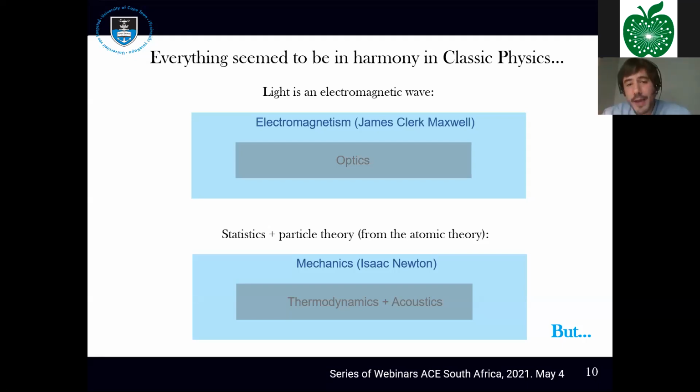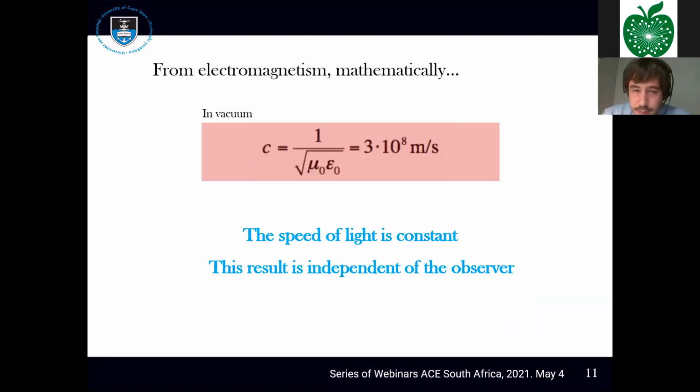So what I told you basically is that everything seemed to be in harmony in classical physics, so we could explain almost everything we wanted to know about nature with these different fields I mentioned. But in the 19th century, scientists got a mathematical result in electromagnetism, which was the following: that the speed of light is constant and equal to 3 times 10 to the 8 meters per second.